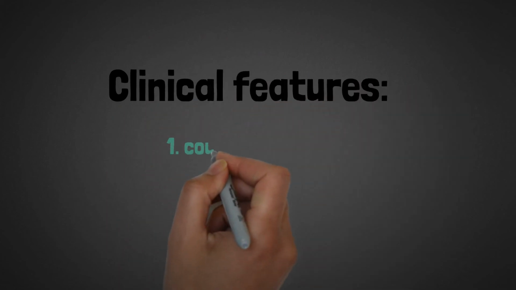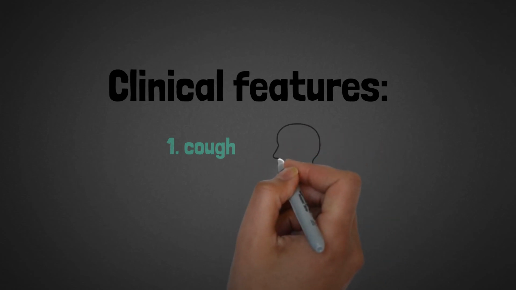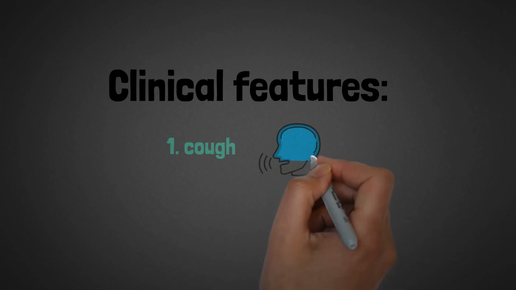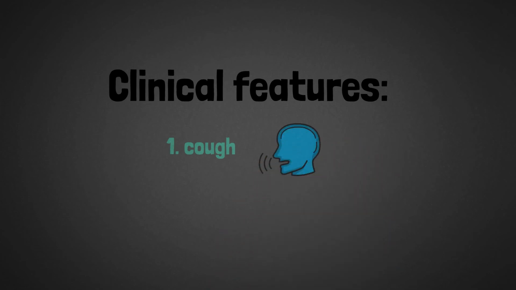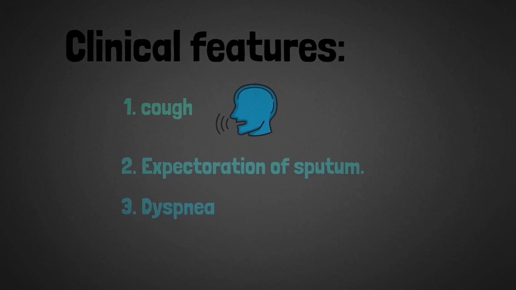The clinical features of chronic bronchitis include cough, which is the main symptom. Cough occurs for a period of 3 months in total within 2 years in a row. Cough occurs mainly in the morning and is accompanied by sputum expectoration. Dyspnea occurs due to obstruction of the bronchial lumen and also due to increased production of sputum.